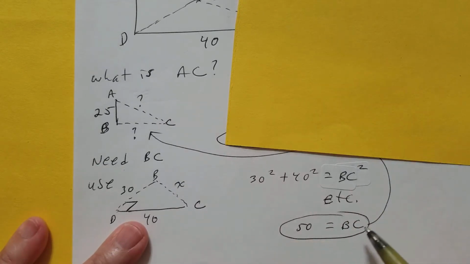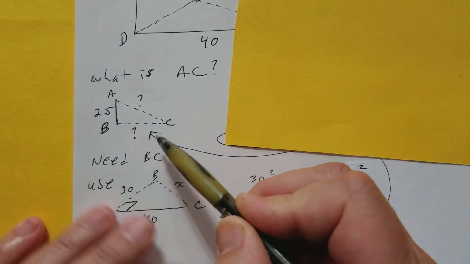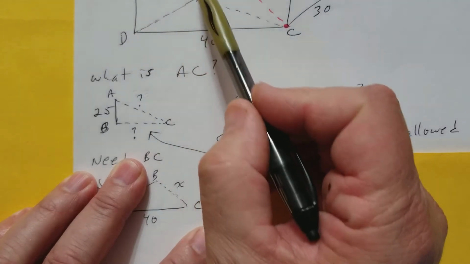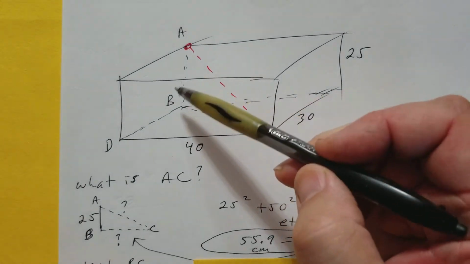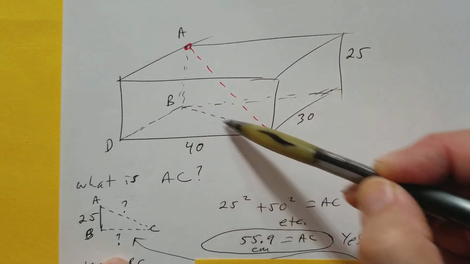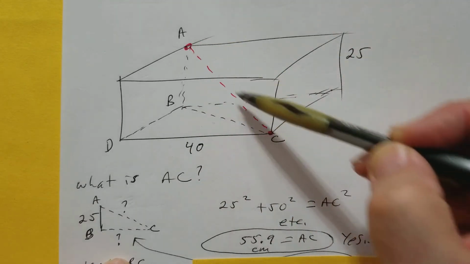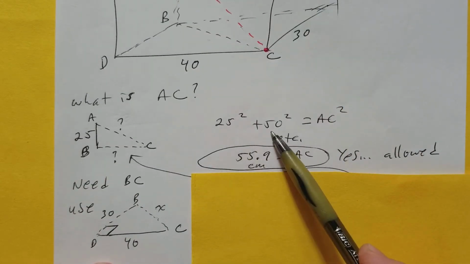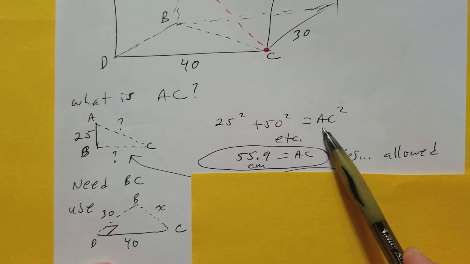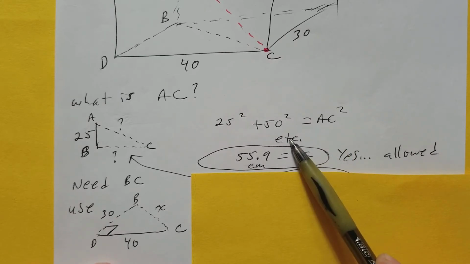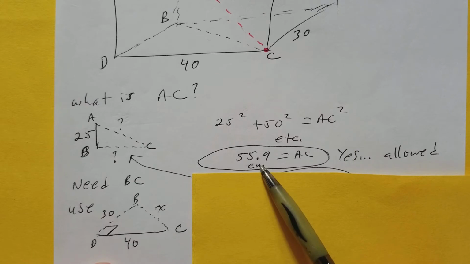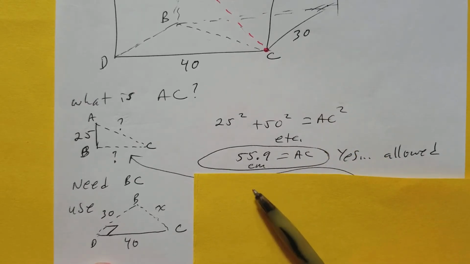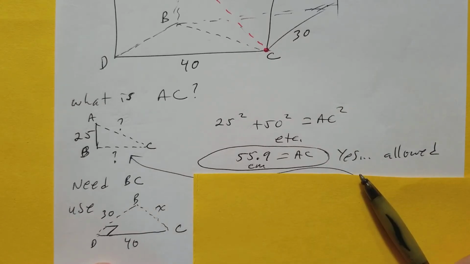Now, let me take that 50 back to where I need it, up here. Now, all of a sudden, this problem is easy, right? I have 25, I found this to be 50, and I need this, which I can find very easily. 25 squared plus 50 squared is equal to AC squared. That's what we need. Do the work, and you come up with 55.9. So 55.9 is in fact less than 56. So yes, this bag is allowed.